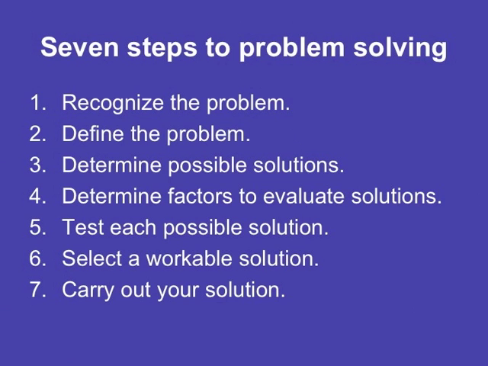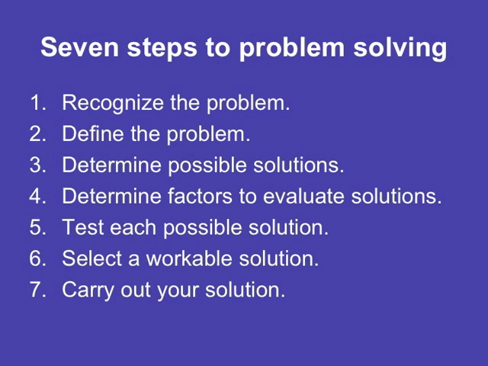So here are your 7 steps. This is what you need to know. This is what you might want to write down, guys. Number 1, recognize the problem. Number 2, define the problem. What is the problem? Number 3, determine possible solutions. Write them down. Talk about them. What are possible solutions to the problem? Number 4, determine factors to evaluate your solutions. Okay, looking at our solutions, how do we know that they are going to work or that they're possible to work?